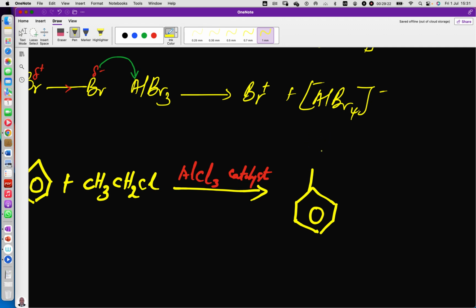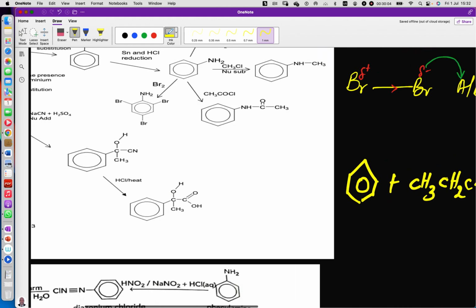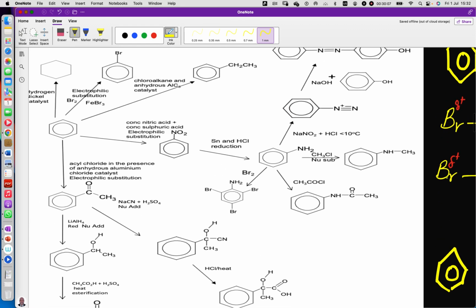That will be CH2CH3. The hydrogen is substituted, so now it will be CH2CH3, plus the hydrogen that leaves from here will combine with chlorine, and it will be hydrogen chloride. So that will be our product.